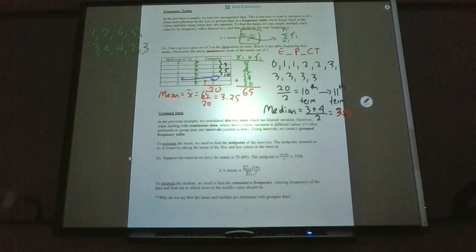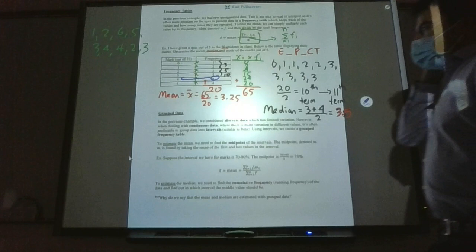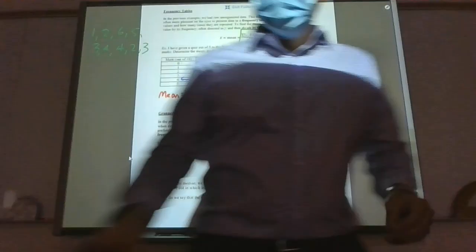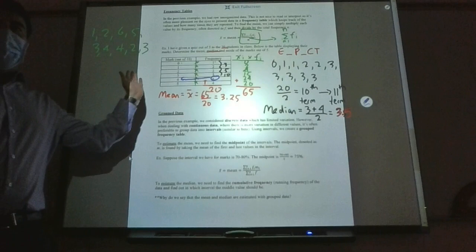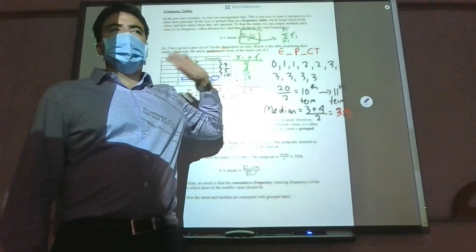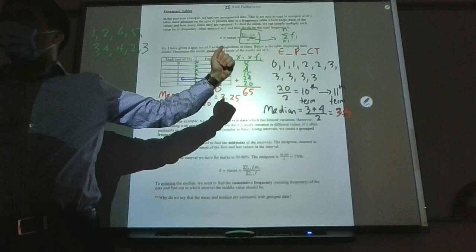Everyone understand so far what we're doing? Okay, so hopefully that made it clear. So again, the importance of frequency tables here is that you don't have to list numbers off, right? I hope you see how much that really helps you. Instead of listing it all off, instead of it looking a little bit messy, you can put it on a nice little chart here. And it just nicely summarizes all your data.